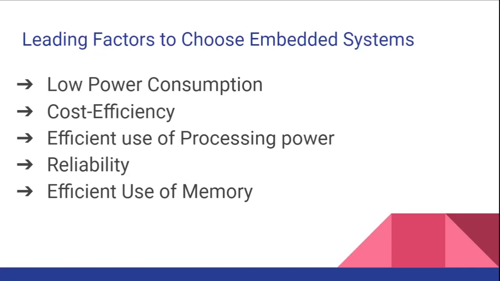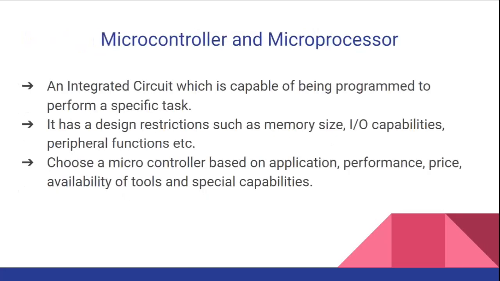This includes leading factors to choose embedded systems. The factors that influence the embedded systems are low power consumption, cost efficiency, efficient use of processing power, reliability, and the last, efficient use of memory.